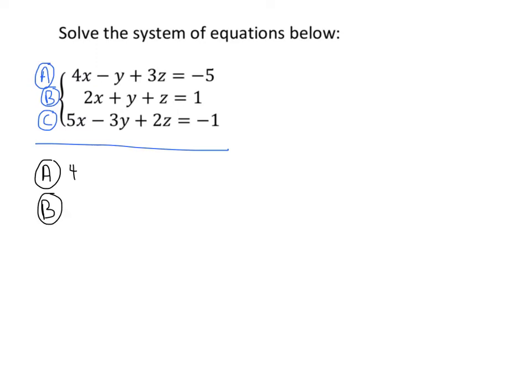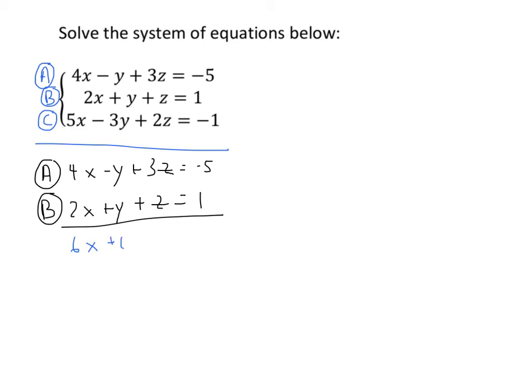Equation A says 4x minus y plus 3z is equal to negative 5. And equation B says 2x plus y plus z is equal to 1. Let's see what happens when I add these two together. I'm going to get 6x, negative y plus y is 0, and then 3z plus z is 4z, equals negative 4. Let's simplify this. This is the same thing as saying 6x plus 4z is equal to negative 4.